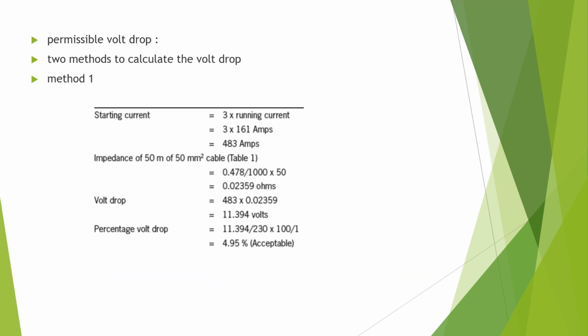And then we go to the permissive volt drop calculation. The first thing we need to know is the permissive volt drop. There are two methods. We can use method one. We take the starting current as 3 times the running current because it's star delta. It can be specified differently by the manufacturer, but for this example, we use 3 times running current. And that gives us 483 amps.